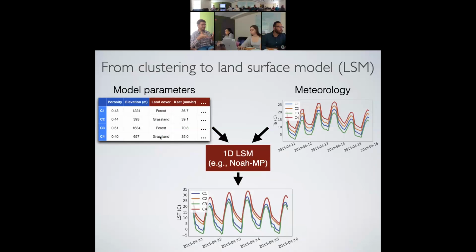And so put those two together. You effectively have a way to construct model parameters. You have some way of hopefully downscaling meteorology, or if not, you're just using the grid cell mean. You put that in, and then you effectively solve at each of those tiles. And it all comes up with, in this case, land surface temperature. Think about water, energy, and carbon.